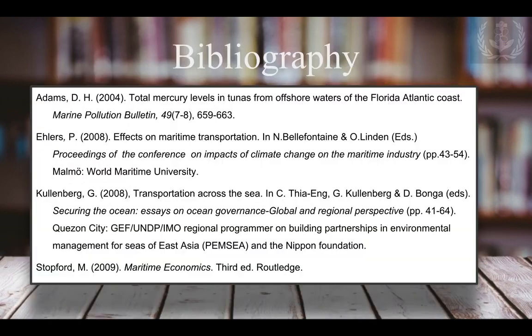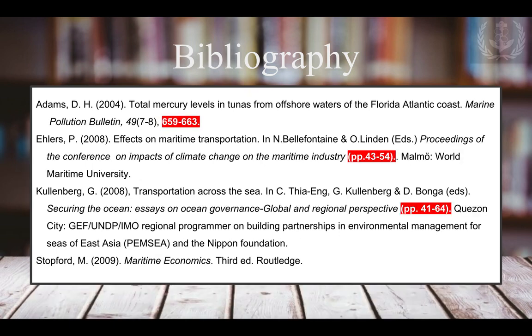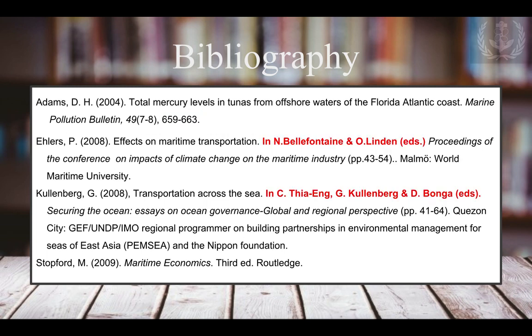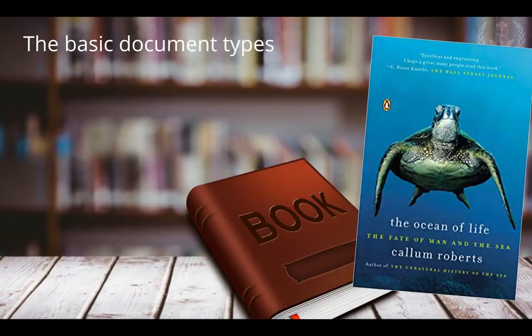Here we have a bibliography consisting of 4 types of documents. Take a moment and look them over and see how they vary in the way that they are cited. Note that 3 of the citations contain page numbers, and 2 of them contain the word "in" and cite the names of editors as well as authors. We'll explain the reasons for these variations in a moment, but first, let's take a look at the different document types that these 4 citations represent.